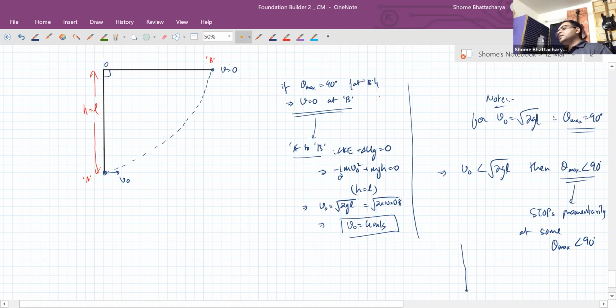So it will behave more like a traditional pendulum. If I give it a v naught like this, it will reach somewhere here, let's say, and come to rest. So it will go this way, then come back, cross this point again with v naught, then go to the other side, reach that same theta and stop there. This is how it will behave if v naught is less than root 2gL.